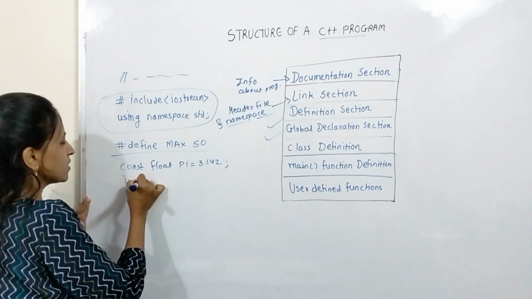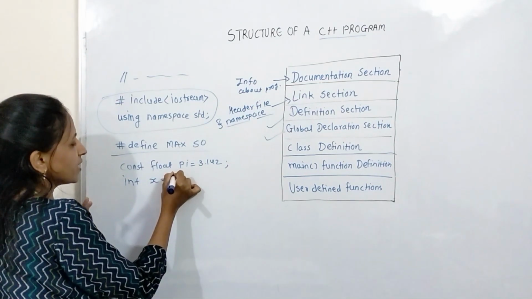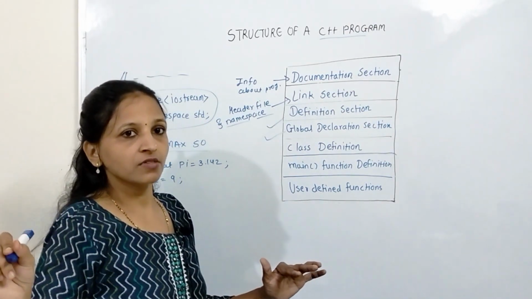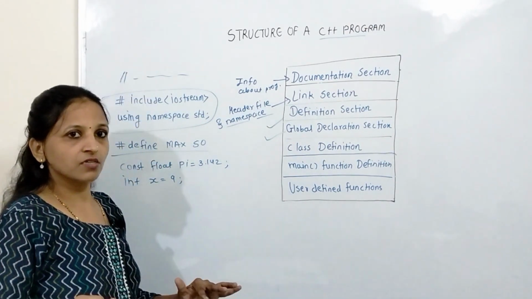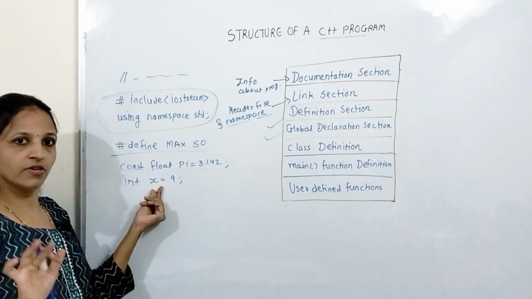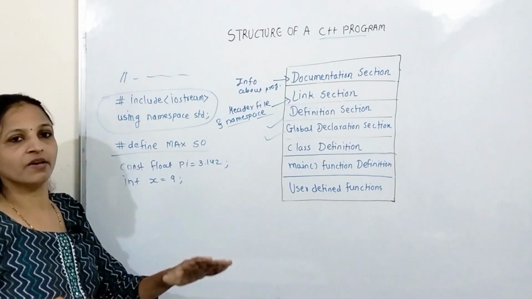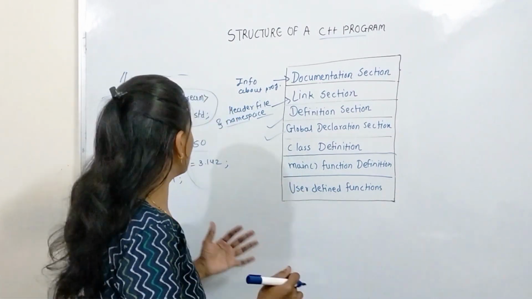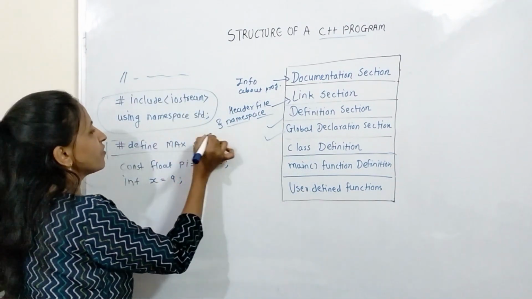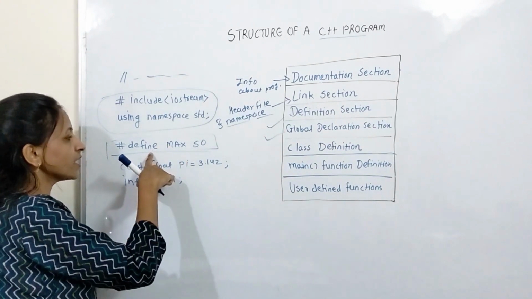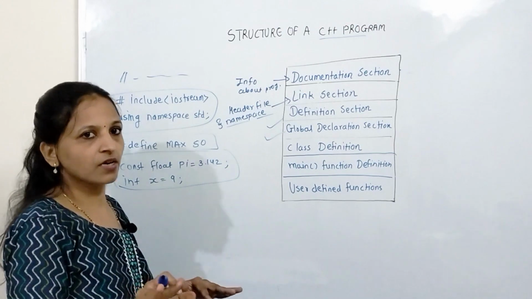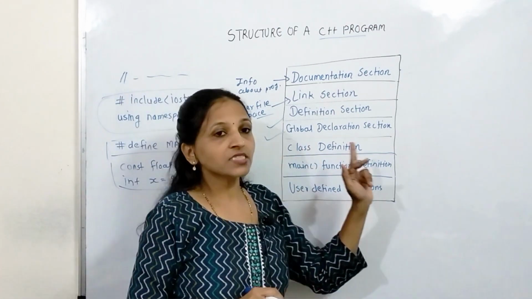Getting? Let x equal 9, suppose. Then you can access this x anywhere in any function. You can access this x very easily because this is now a global variable. And you have to do this type of declaration after the hash define preprocessor directive, but it is again not compulsory. If you want, you can declare it. Now the next thing is the class definition.